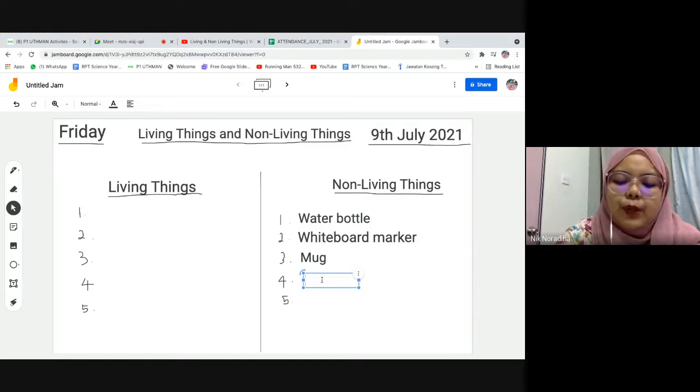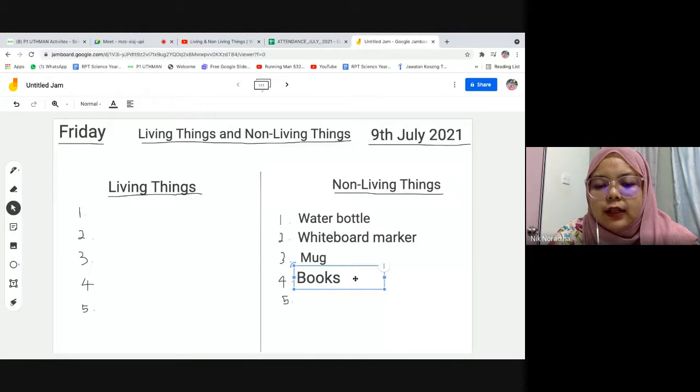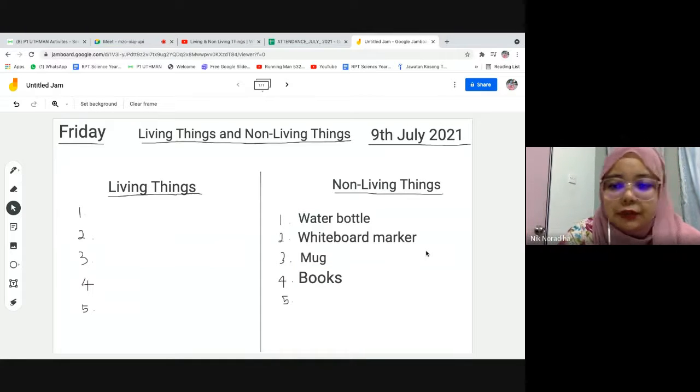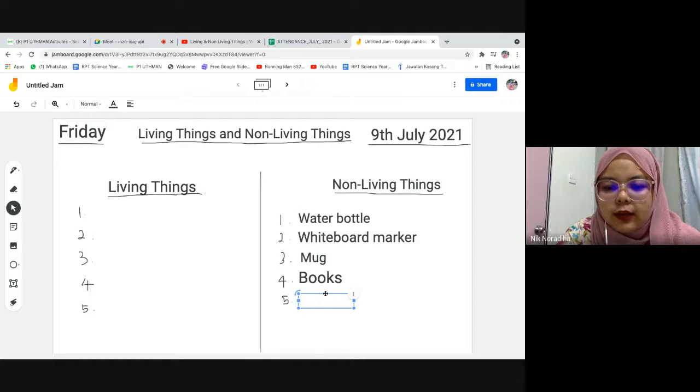Okay, so did you have books? I will list whatever I can find around me. Okay, you can list what you can see around you. Teacher, I'm done. All 10 done. Then living things. All right, Naufal, can you give teacher one example of living things that you have?